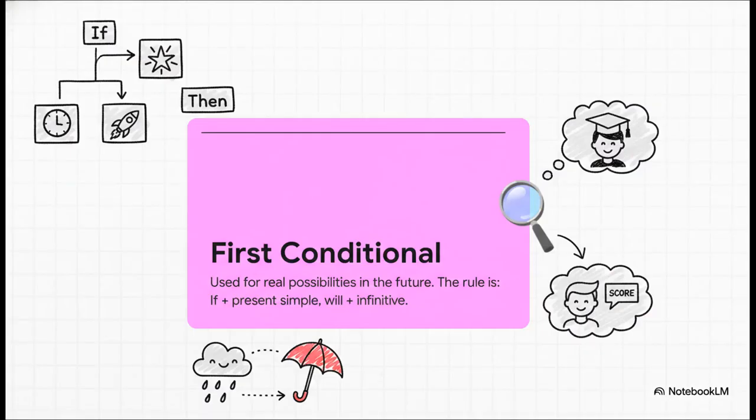All right, next up in our grammar toolkit, conditionals. Specifically, the first conditional. This is what you use when you're talking about real, possible things that could happen in the future. The rule is simple and you just can't break it. The if part of the sentence always uses the present simple tense.